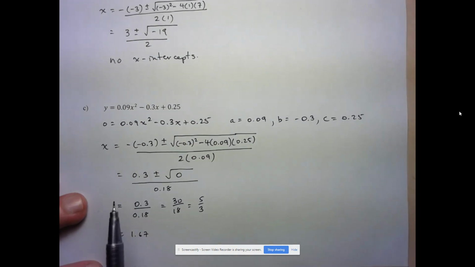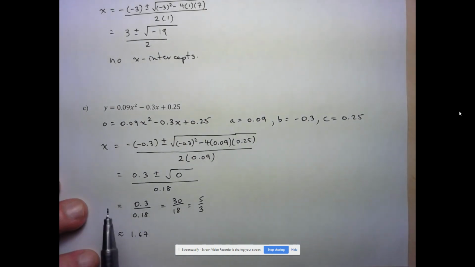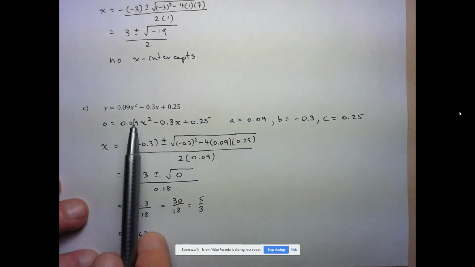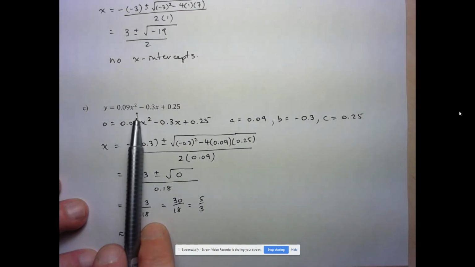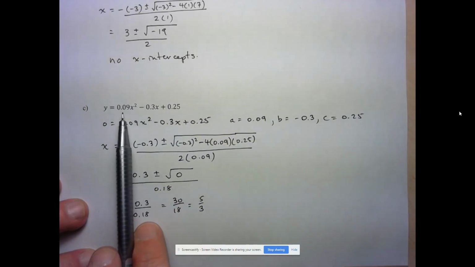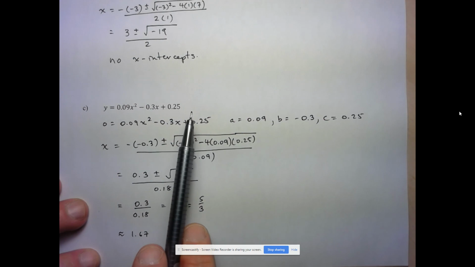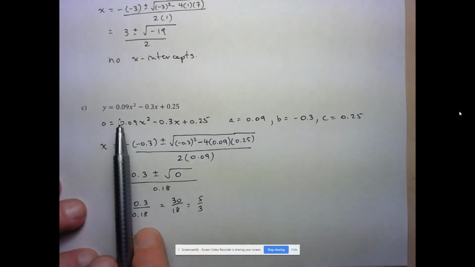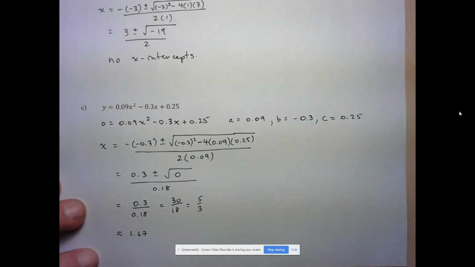Now think about it here. I said there was something special here, so you might want to think about it a little more. But if there's only one answer, then it must mean that this is a perfect square. And see if you can figure out why that makes sense. And if I look at 0.09, 0.25, those definitely look like perfect squares. All right, that's it for this one.